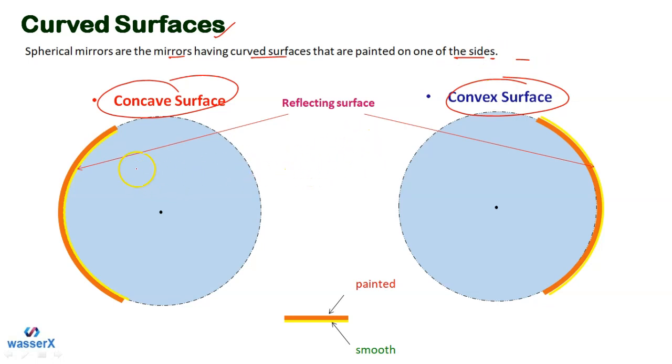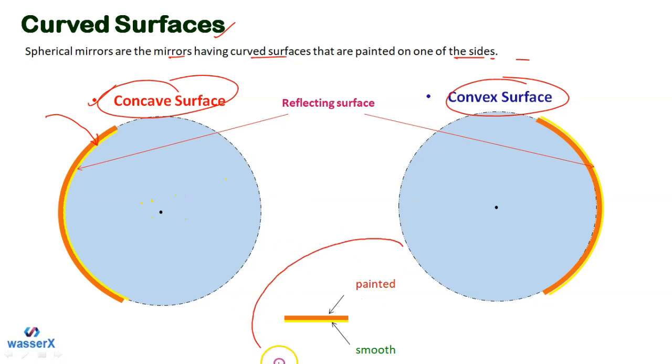Okay, so here as you can see, this one, which is the concave surface, in the case of the concave surface, the inner side, the inner lining, is having a reflecting surface, whereas the outer surface is basically painted, meaning no light can pass through this surface. Okay, so the ray of light which is incident on this surface is going to reflect back by making some angles, following the law of reflection.